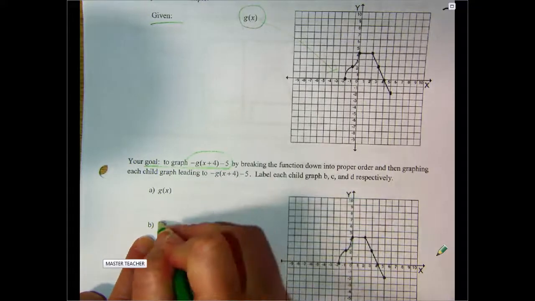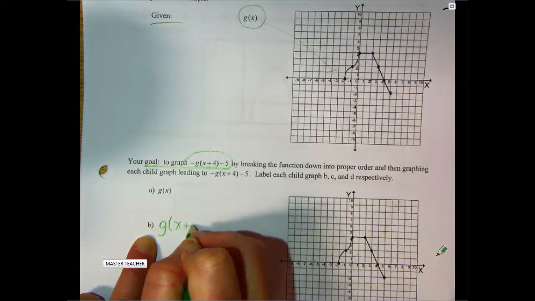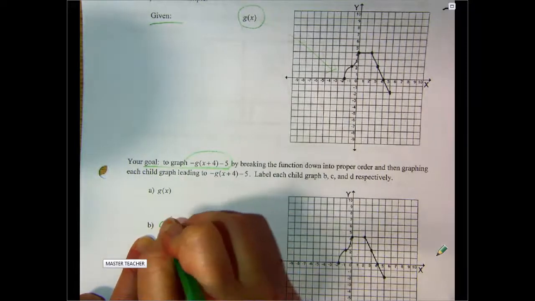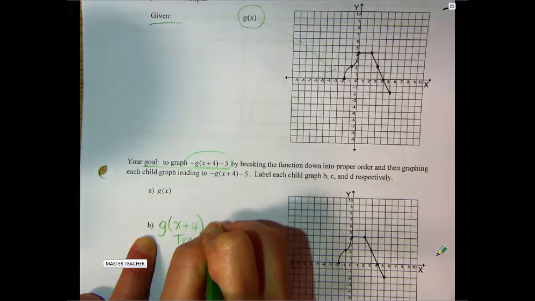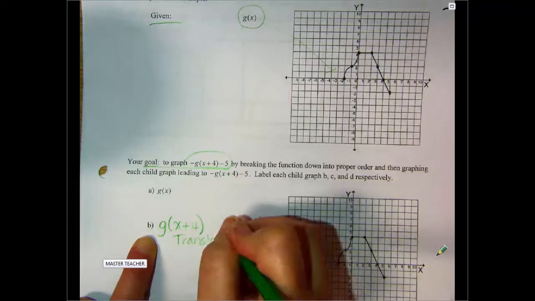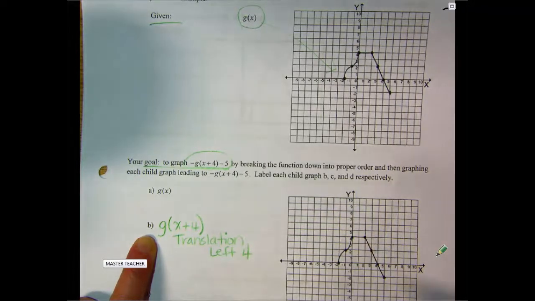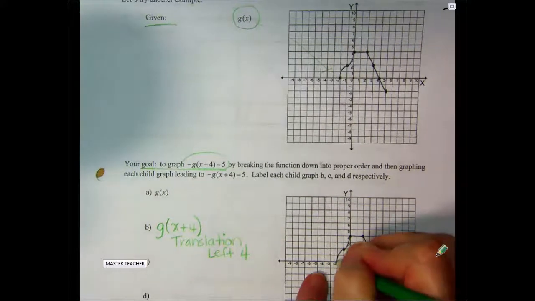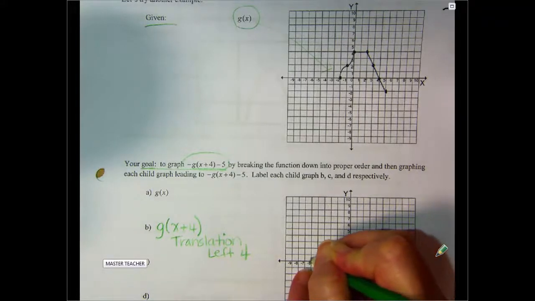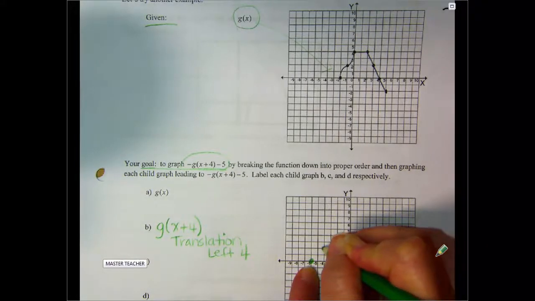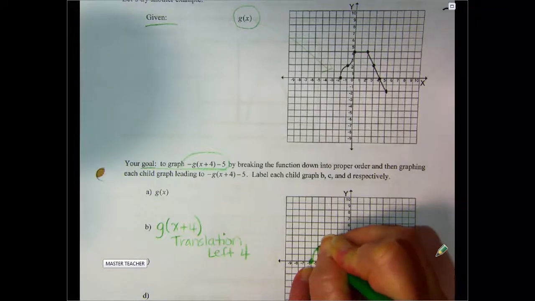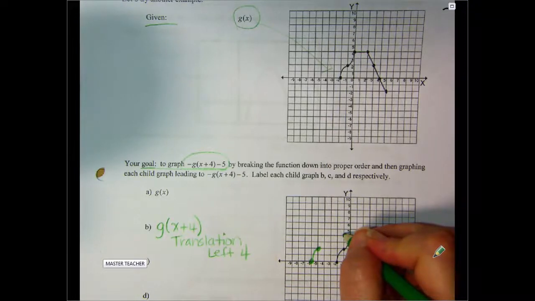Here I don't write the workout for you because eventually you need to do this work on your own. So the first thing you do is what's in parentheses. I have g of x plus 4. Well, that's a translation to the left 4 units. Take every point that's obvious on your original graph and move it to the left 4 units. Again, connecting it so that it maintains its shape and size.